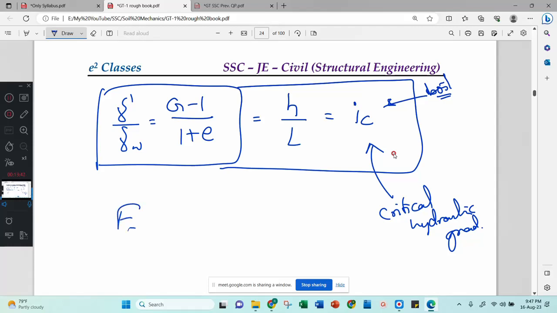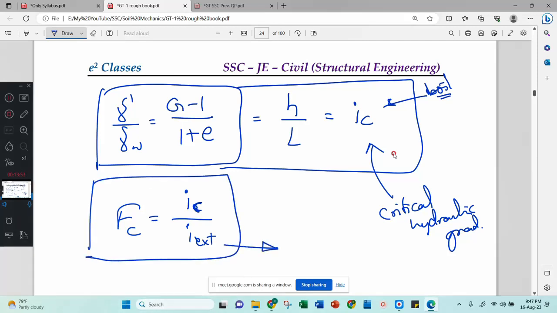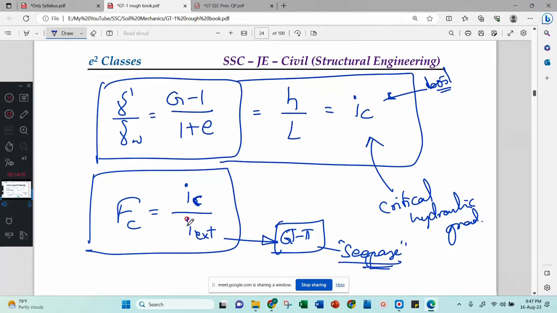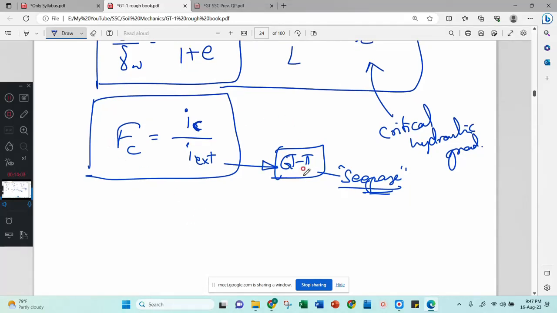Then the factor of safety against the critical hydraulic gradient is i_c divided by i_exit. Now, what is i_exit? This i_exit will come in GT2 or seepage analysis. This seepage analysis is not included in the current syllabus, therefore we will not discuss it. If time permits later, if the exam is postponed, then we will go through some of the portions. This is your quicksand condition.